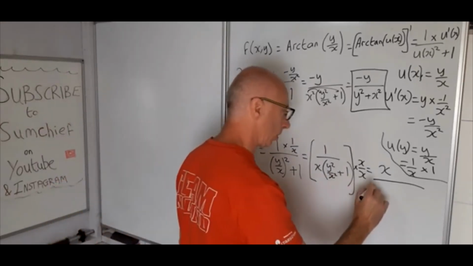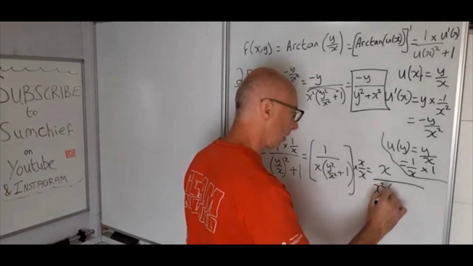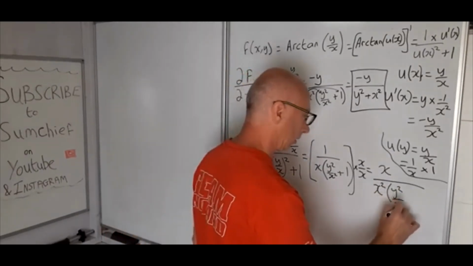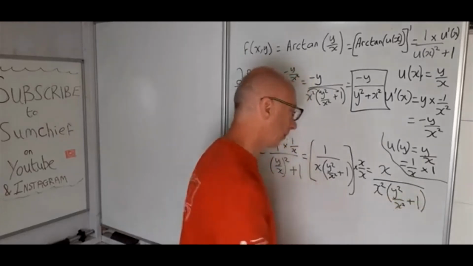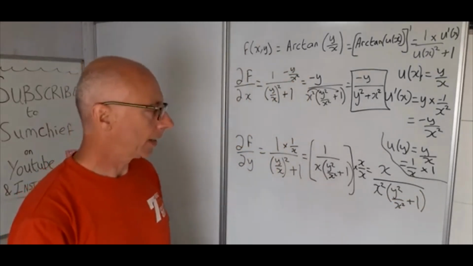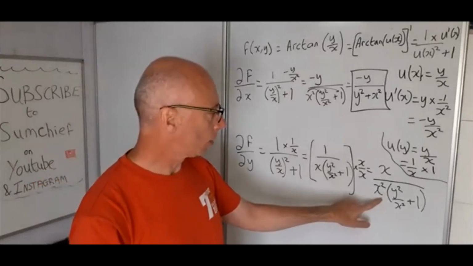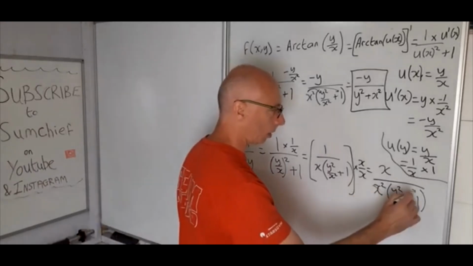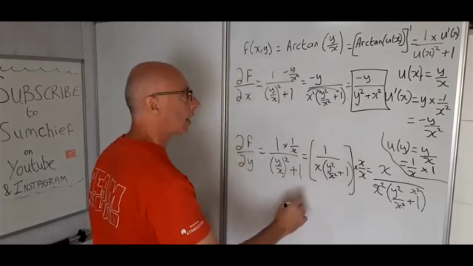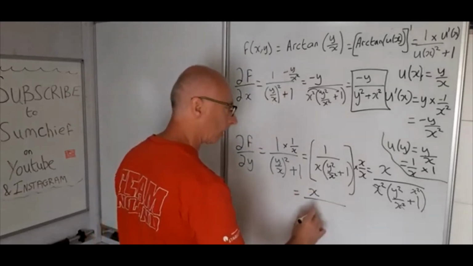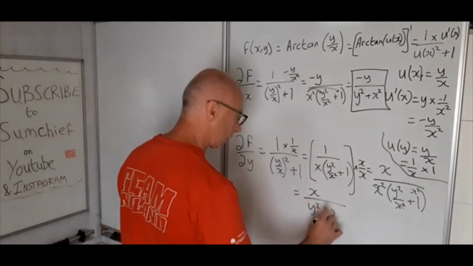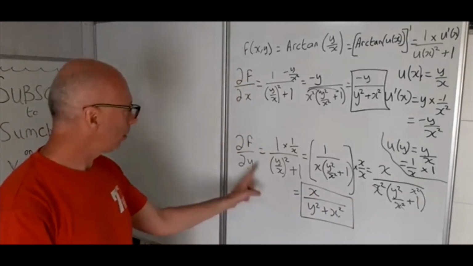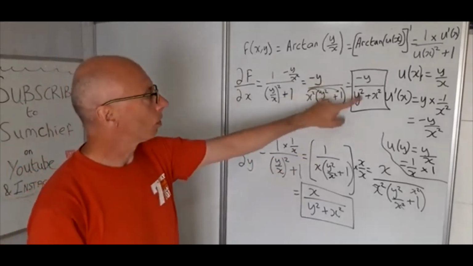Let's go one step at a time here. So x squared times y squared over x squared plus 1. Okay, now as before, we can do some cancelling out. Distribute this into here, they cancel, and then this one just becomes x squared. So now we're left with x over y squared plus x squared. Okay, that's our partial with respect to y, and that's our partial with respect to x.